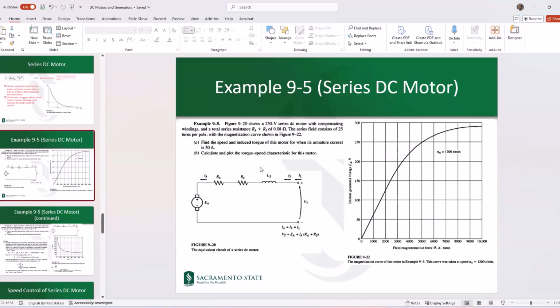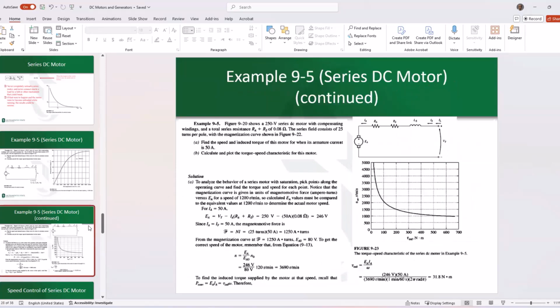All right, so in this motor, we want to find out the speed and induced torque when the armature current is 50 amps, and we want to calculate and plot the torque versus speed characteristics for this motor. Okay, so on the next page, I've brought the same problem statement here, just not to forget it.